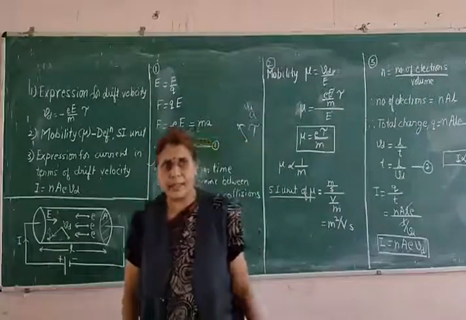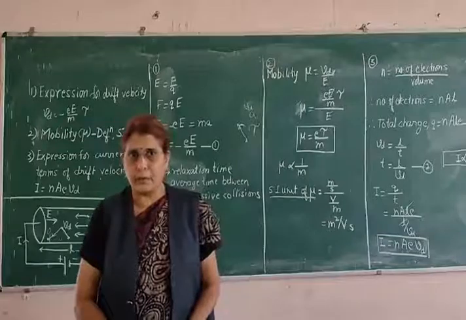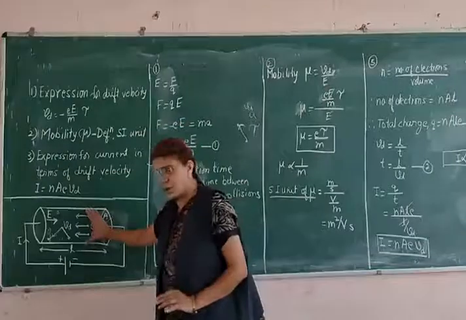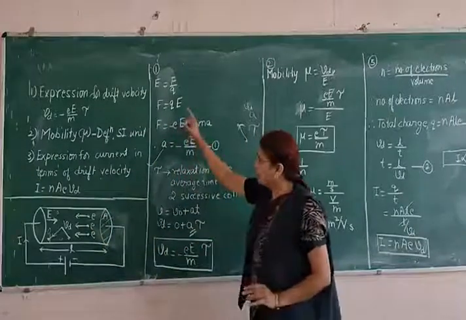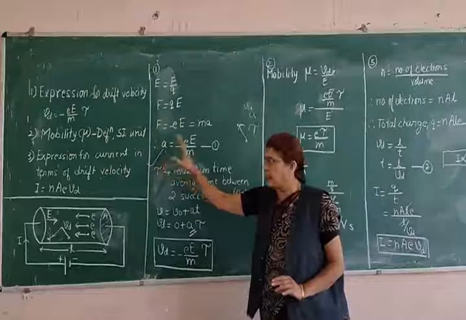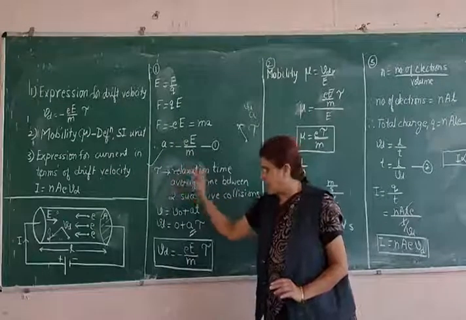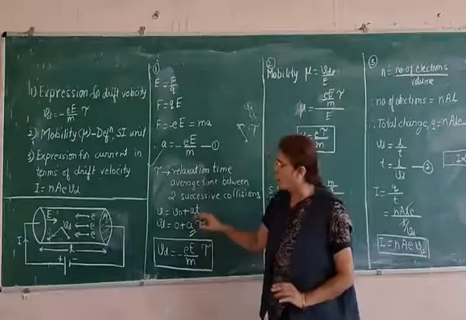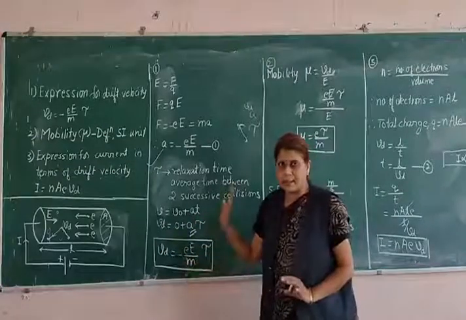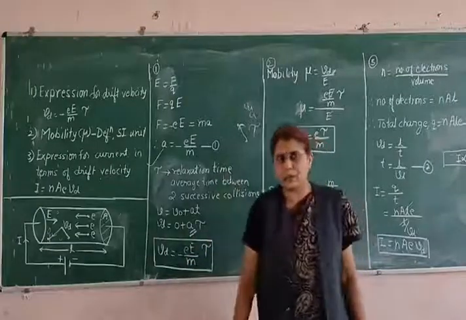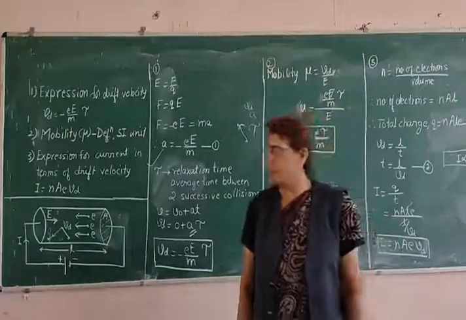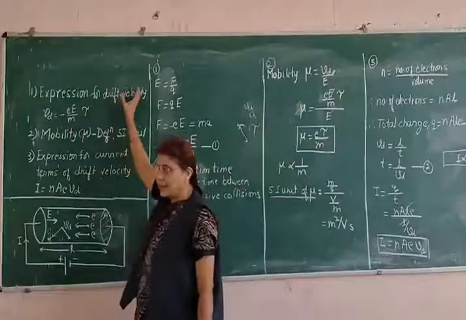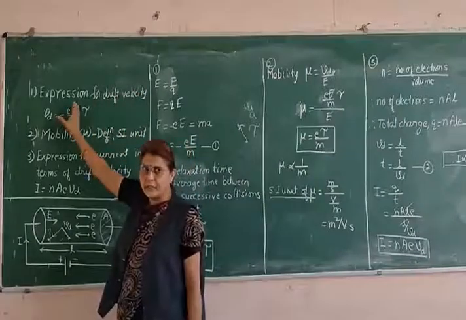This is a very small derivation and very important from your exam point of view. The steps are very simple. First draw the figure. First find the acceleration of the electron. Then define relaxation time. Then you get the equation of motion, vd is equal to a tau. Put the value of a and you will get the final equation. So hardly 2-3 steps are there. This derivation is asked for 3 marks. So this is the first point for today: expression for drift velocity in terms of relaxation time.